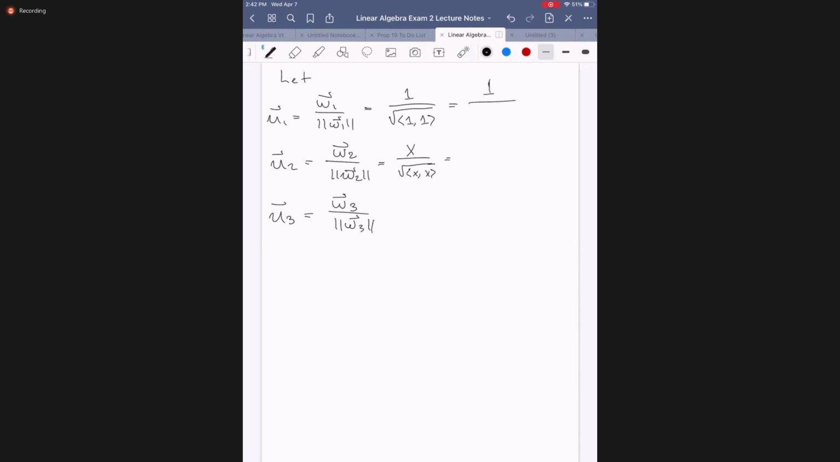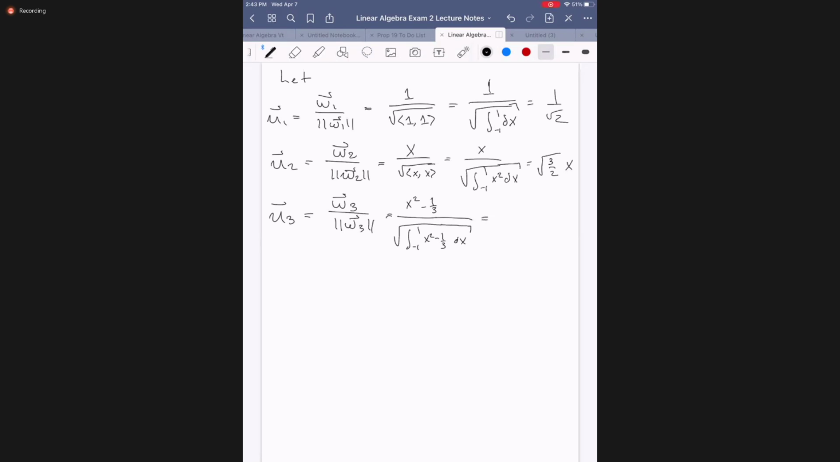But yeah, you would have the square root of the integral from -1 to 1 of dx, which is just 1 over square root of 2. Then x over the square root of the integral from -1 to 1 of x squared dx, which should just be square root of 3 over 2 times x. And then this one is going to be the ugly one: x squared minus 1/3 over the square root of the integral from -1 to 1 of x squared minus 1/3 dx.